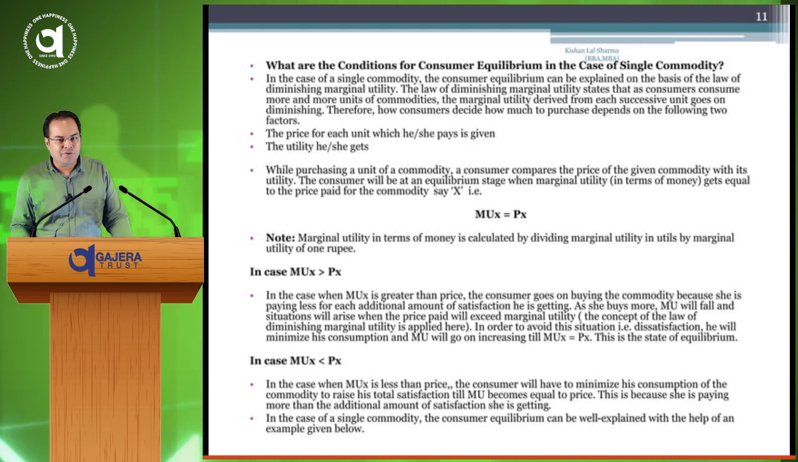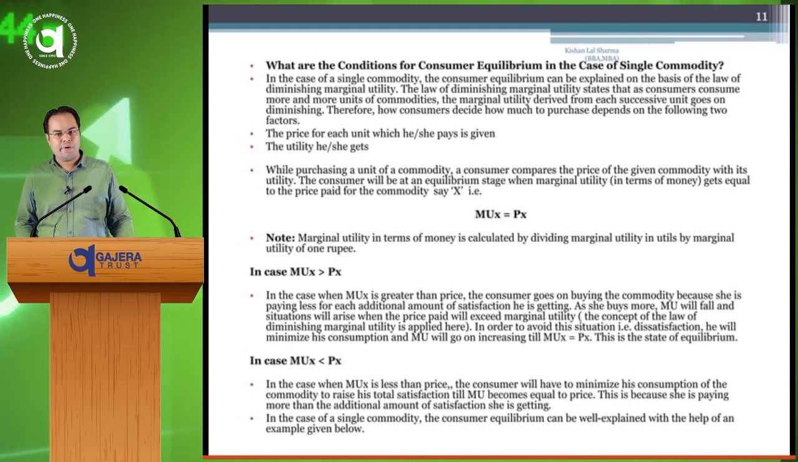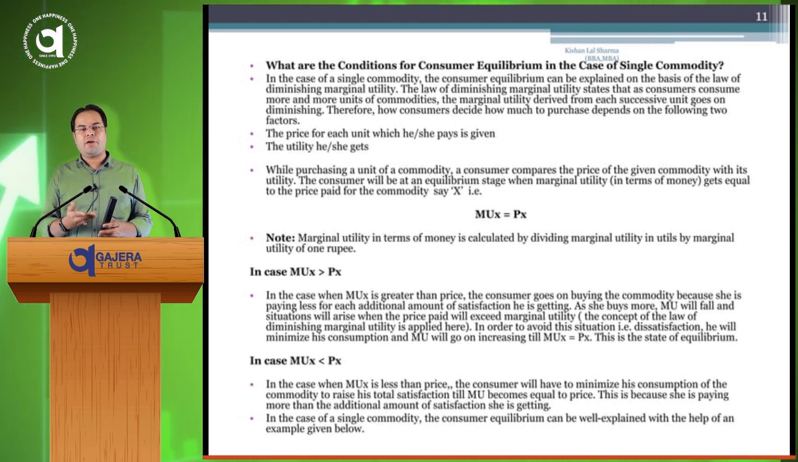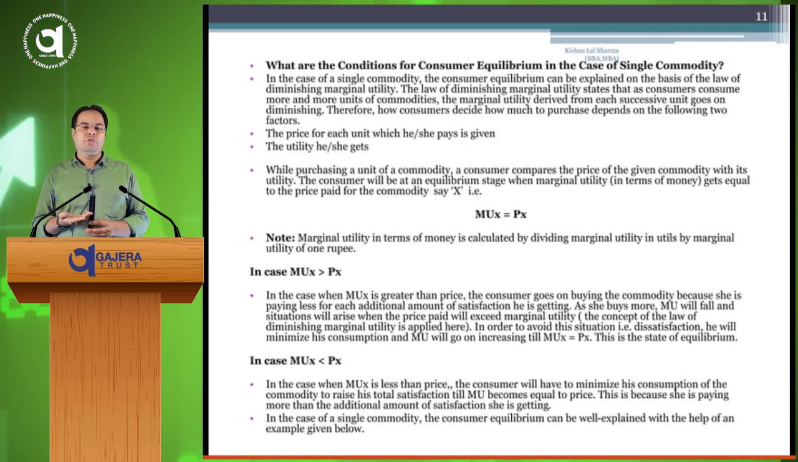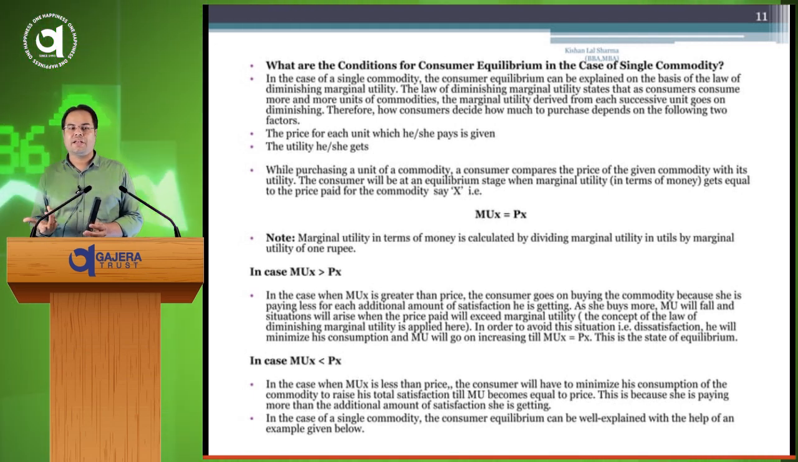So while purchasing a unit of commodity, a consumer compares the price of the given commodity with its utility. Okay, always will compare that this product is better or that product. How much is the price of this product? How much satisfaction are we getting from this product?